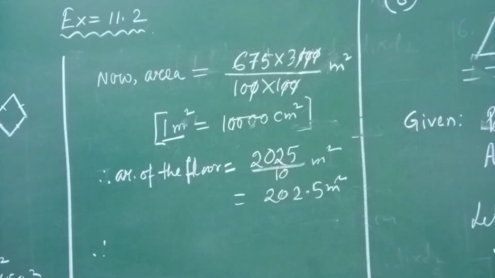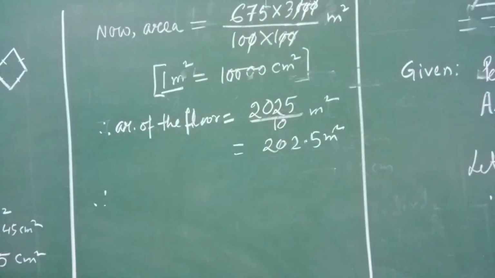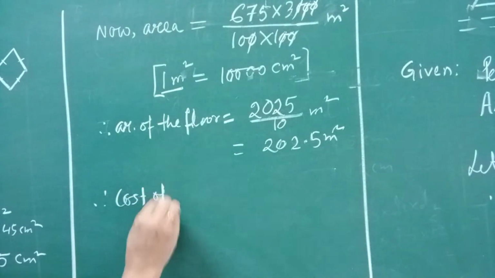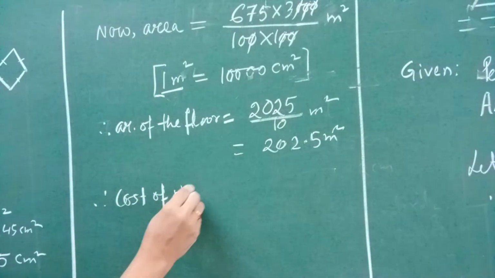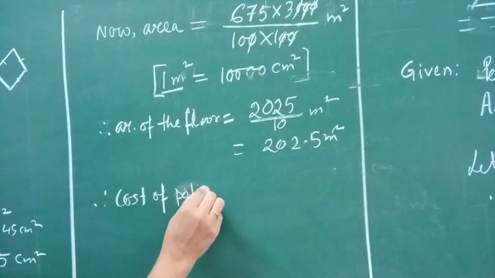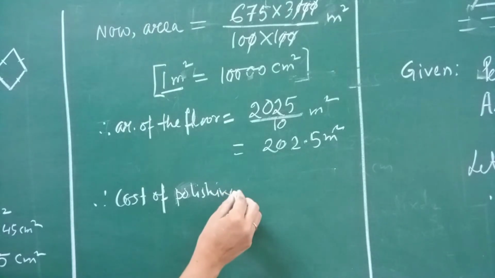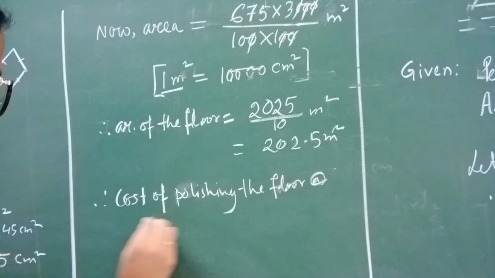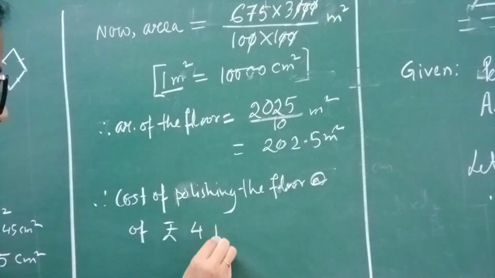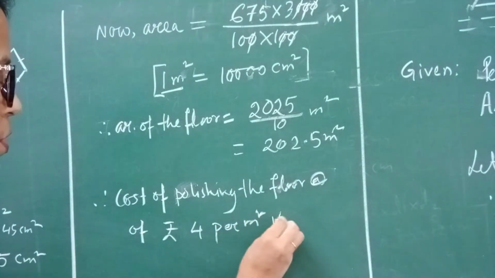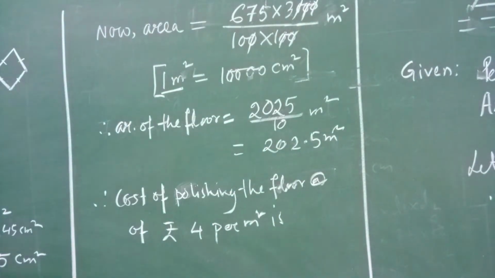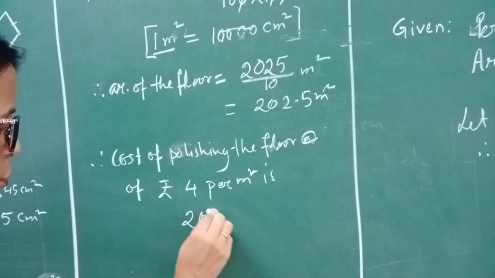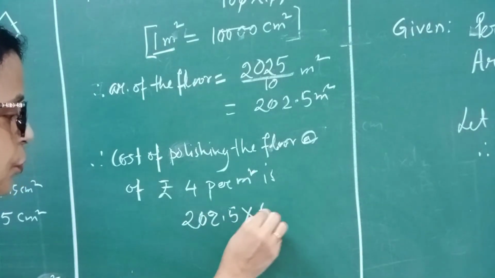Now you have to find the cost of polishing the floor. As the cost of polishing the floor per meter square is ₹4, therefore the cost of polishing the floor at the rate of ₹4 per meter square is, you will multiply this with 4, and the answer of this sum is 202.5 into 4 rupees.